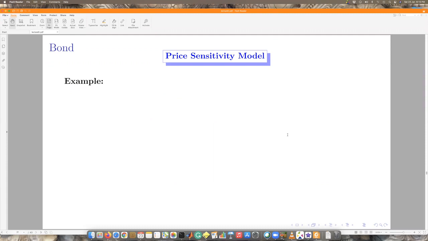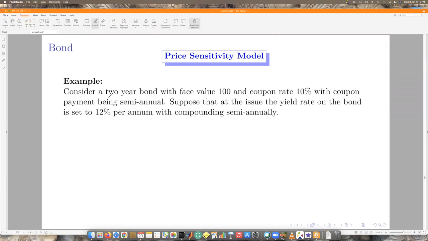Let's have an example. Consider a 2-year bond with face value being 100 rupees and the coupon rate is 10%, with a coupon payment being semi-annual. Okay, so these are the key inputs that one has to collect. So with this much, we can actually write the cash flow stream of the bond.